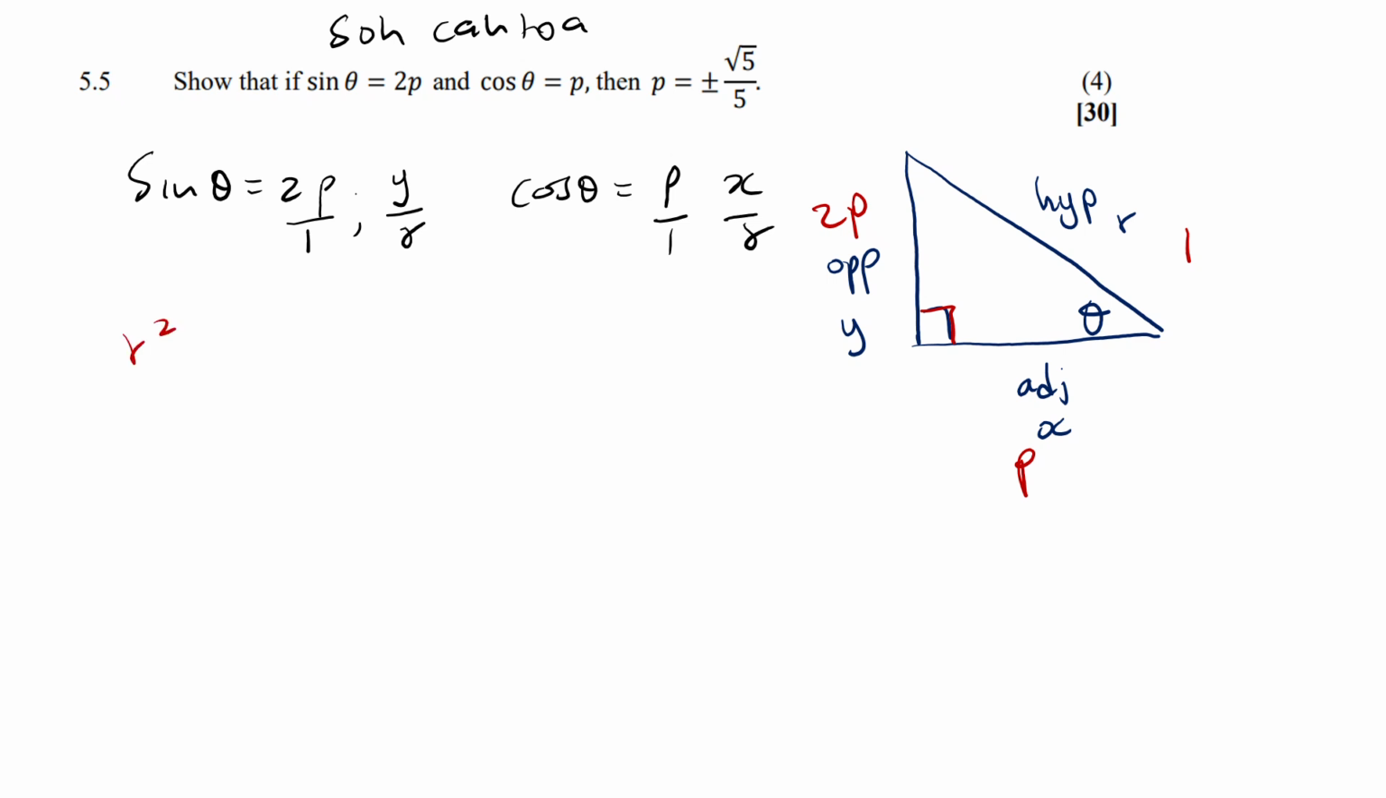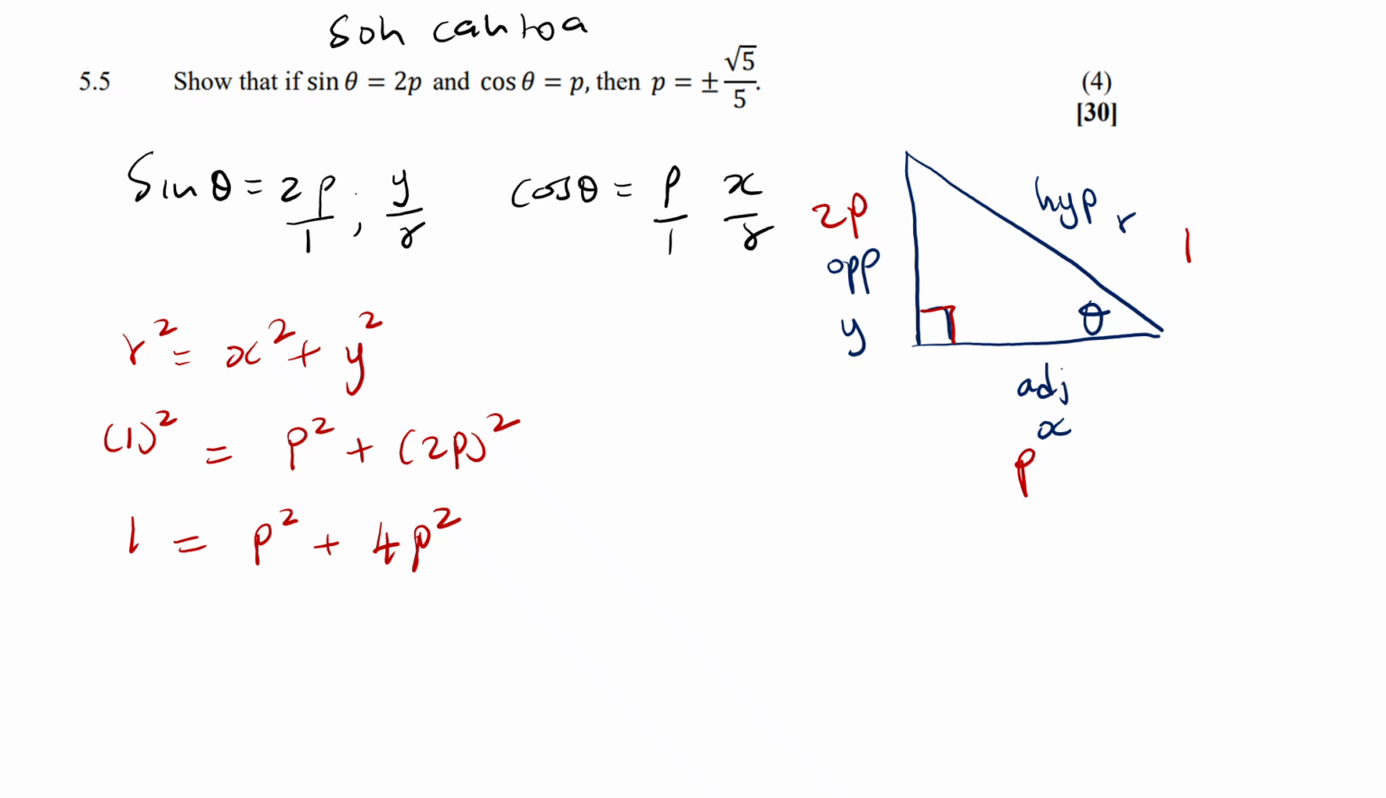Theorem of Pythagoras: r squared is equal to x squared plus y squared. So you just have to substitute. This will be 1 squared, equal to your x, that's p squared, plus your y, that's 2p squared. So 1 is equal to p squared plus 2 to the power 2, that's 4, and then p squared. Now we are trying to solve for p. These are like terms. You can add these two to get 5p squared, which is equal to 1. Divide both sides by 5, and then p squared is 1 over 5.